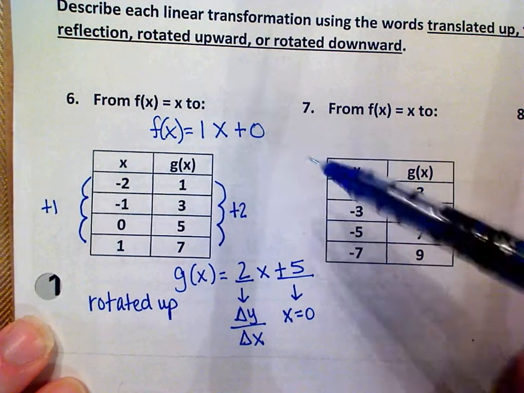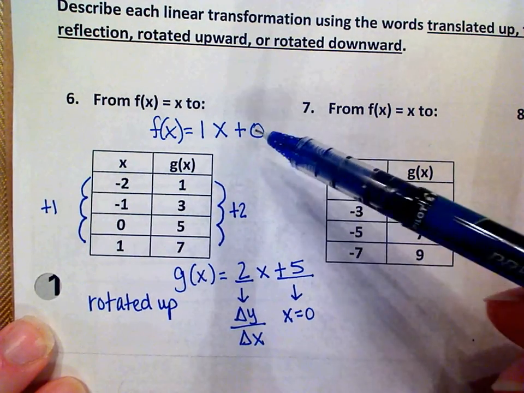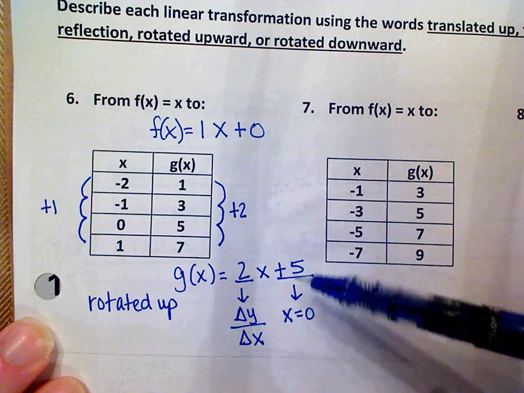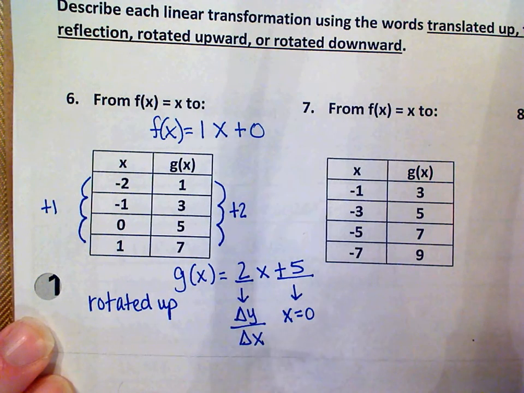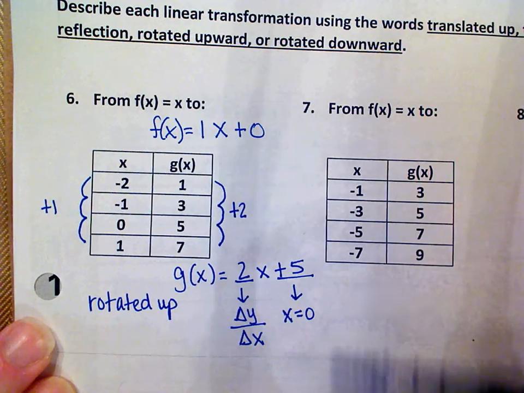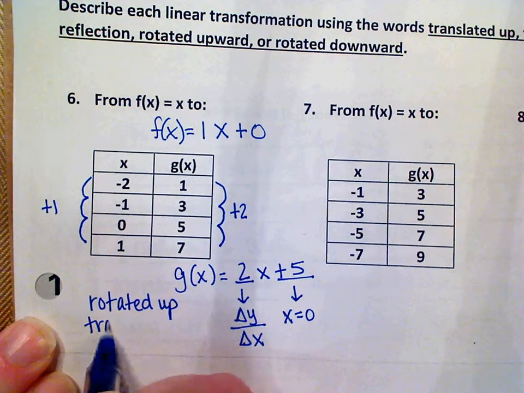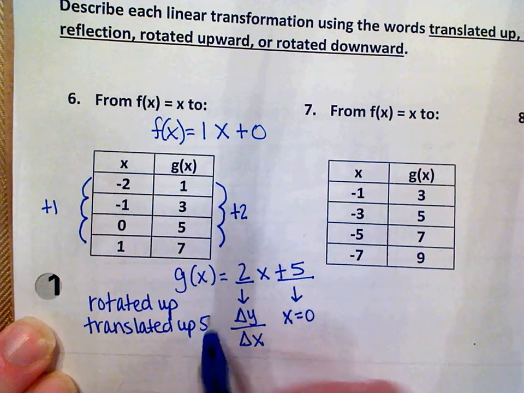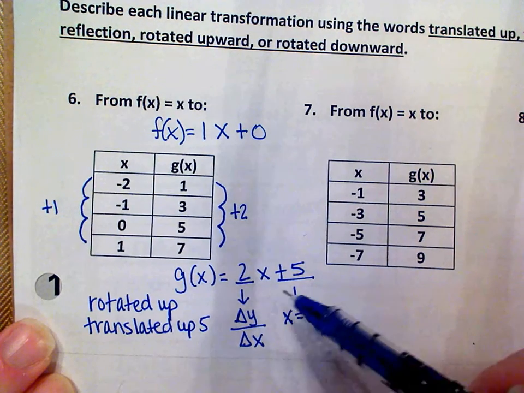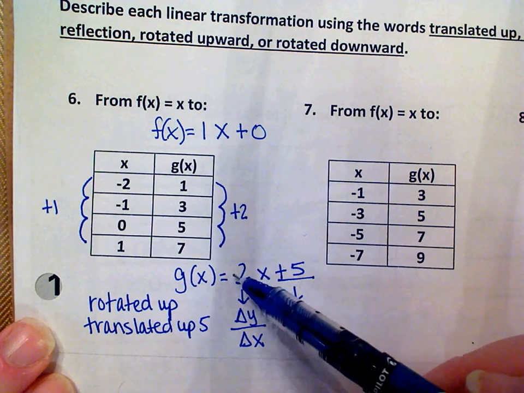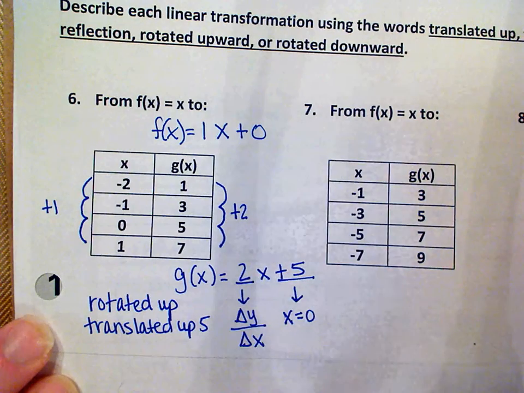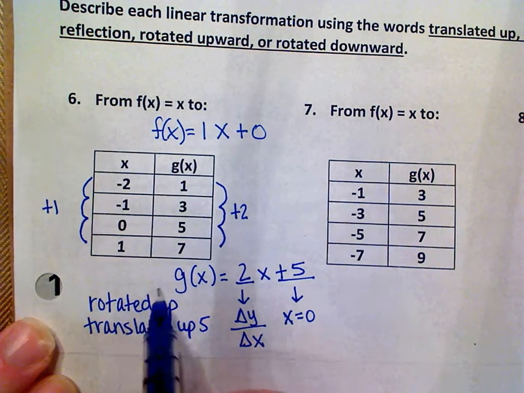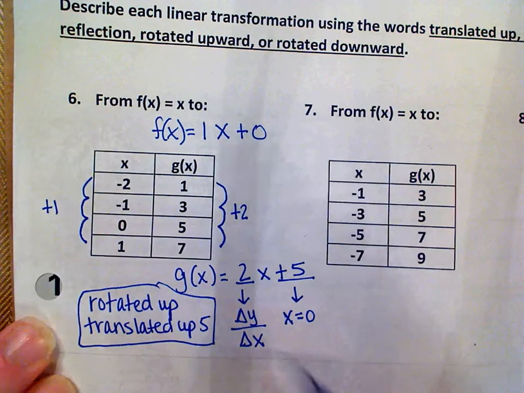Then we can look at the y-intercept. So our y-intercept went from 0 to 5. And remember that number added or subtracted is a translation up or down. And since we increased 5 units, that means we translated up 5. The only transformation we did not have on this one was a reflection, and remember that would require a sign change on the slope, and both of these were positive, so we did not have a reflection. So rotated up and translated up 5.